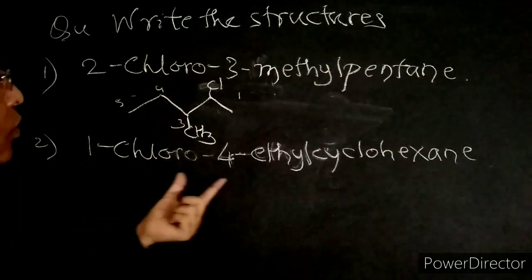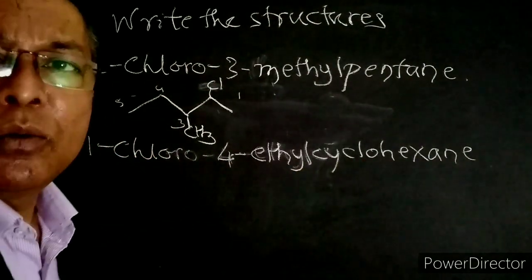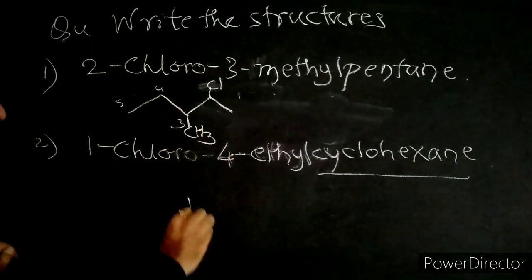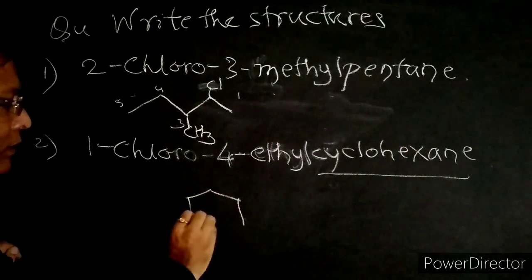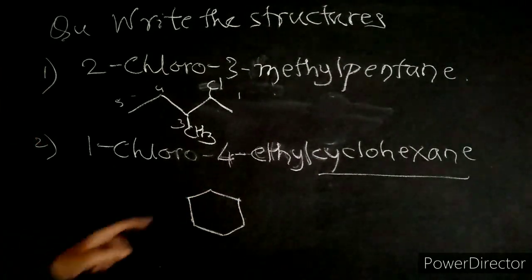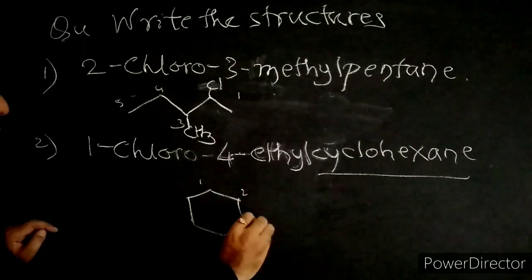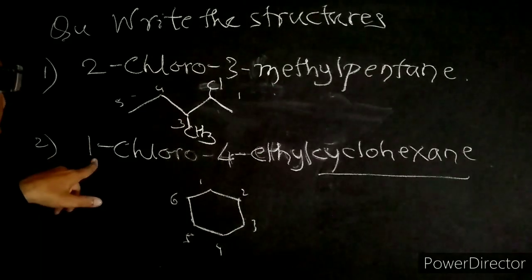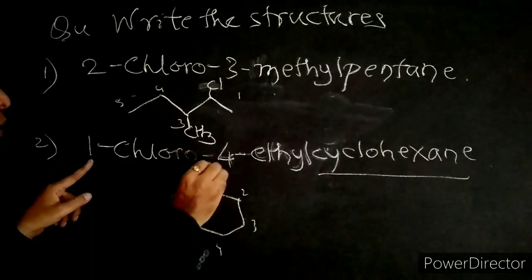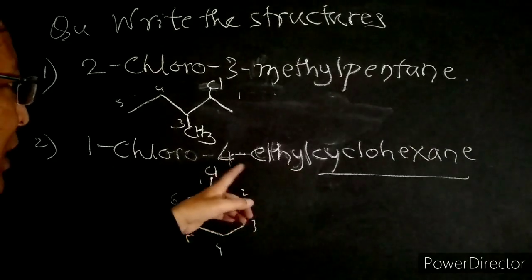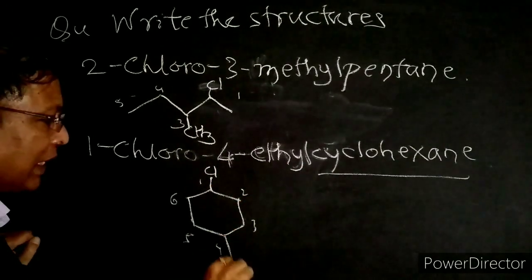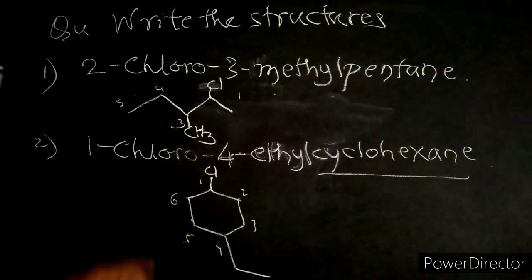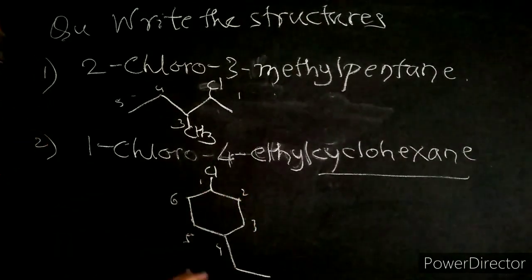Now, 1-chloro-4-ethyl cyclohexane. We have to see the end part of this. This is cyclohexane. How can we draw cyclohexane? We can draw cyclohexane like this, and number it from here, 1, 2, 3, 4, 5, 6. So, 1-chloro means on the first carbon atom there is chlorine. On the fourth carbon atom, an ethyl group is there. The ethyl group we can draw like this, or we can write CH2CH3. This is 1-chloro-4-ethyl cyclohexane.